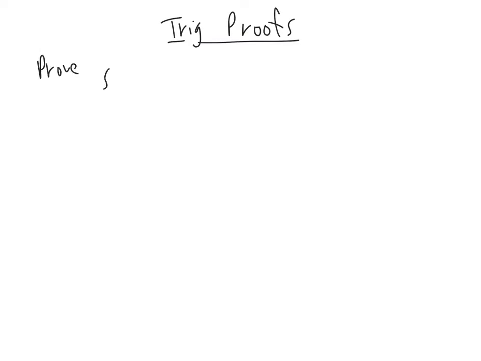I'm going to try and prove that sine 2 theta divided by 1 plus cos 2 theta is equivalent to tan theta. Now you've got an option when you do proofs. You can either manipulate the left hand side and try to get it to look like the right hand side, or manipulate the right hand side and get it to look like the left hand side. I know which one I'm going to go for.